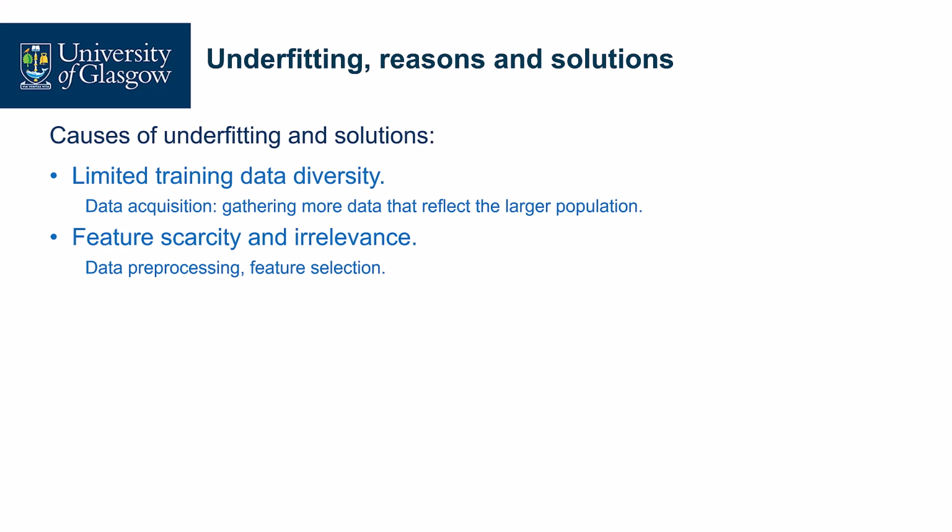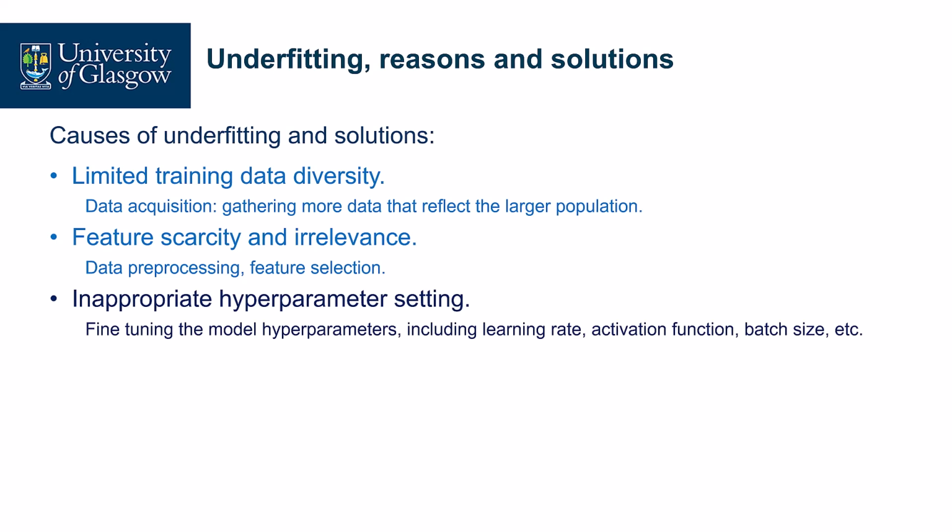Besides data, we also have reasons related to the training. For example, inappropriate hyperparameter settings. This one causes both underfitting and overfitting. It means that the hyperparameters in the neural network model are inappropriate. So we can tune, for example, the learning rate, the activation function, and the batch size, such as these ones. We need to tune the hyperparameters to make the model work better.